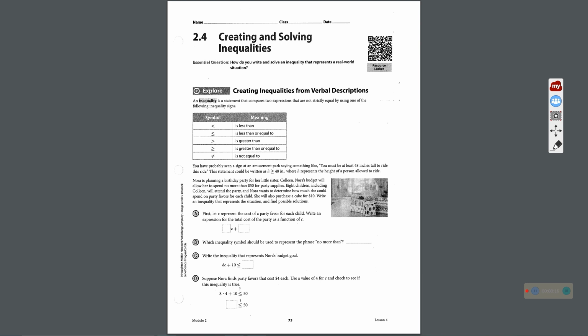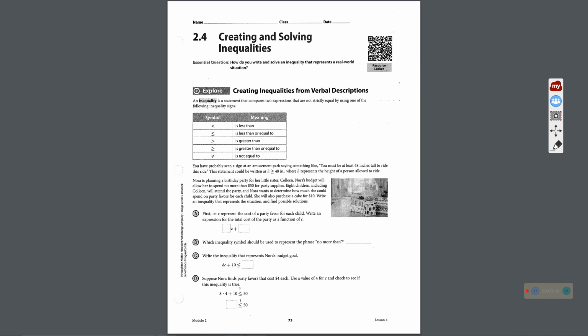So you can see 2.4 represents module 2, lesson 4. We are talking about writing inequalities today. And it says an inequality is a statement that compares two expressions that aren't strictly equal by using these symbols. So it means that it's not only equal. It can be bigger or smaller, including those numbers, but it's not just equal.